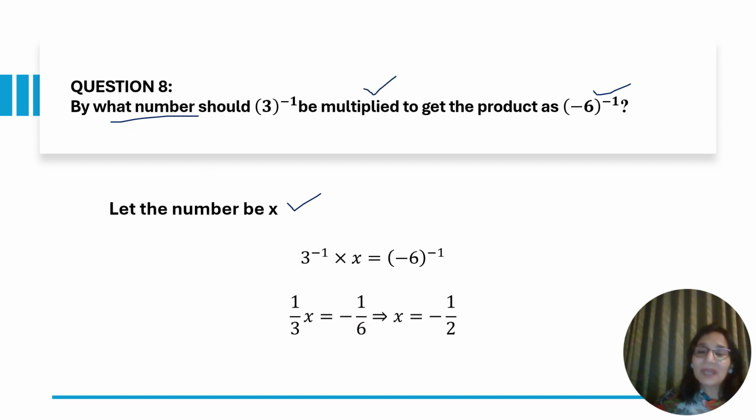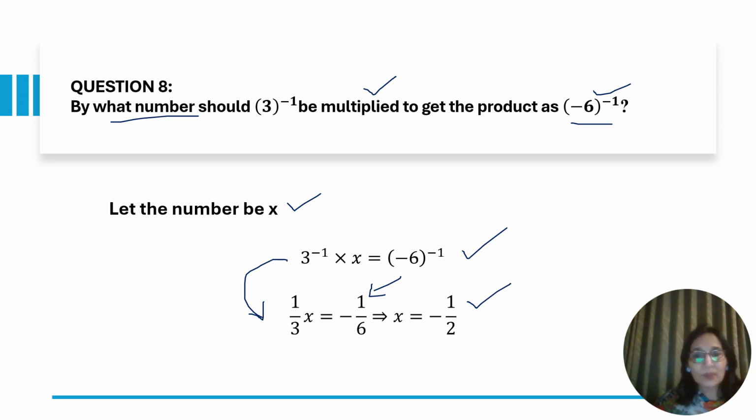Be multiplied. So 3 to the power minus 1 into x will give you, which is given, minus 6 to the power minus 1. You need to write it in this form, okay? So 3 to the power minus 1, now you reciprocate, you get 1 upon 3 into x. Minus 6 to the power minus 1, you reciprocate, you get minus 1 upon 6. And then 1 upon 3, that means you need to transpose to the other side to get the answer.